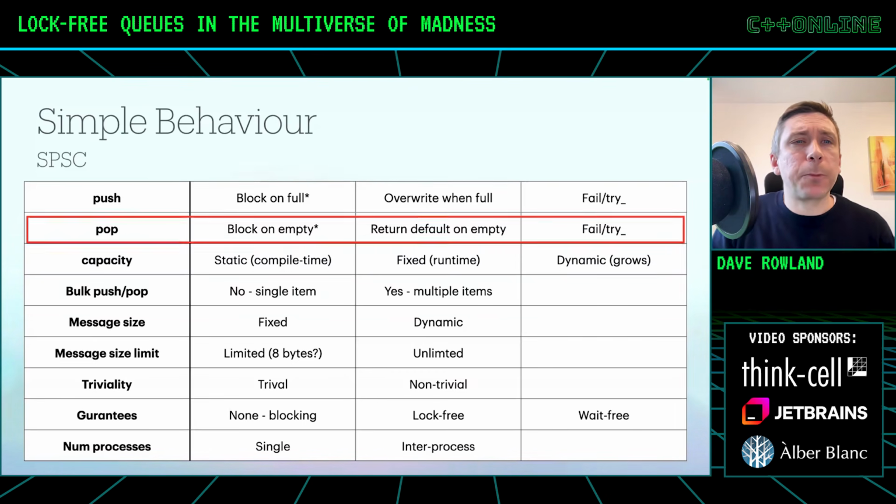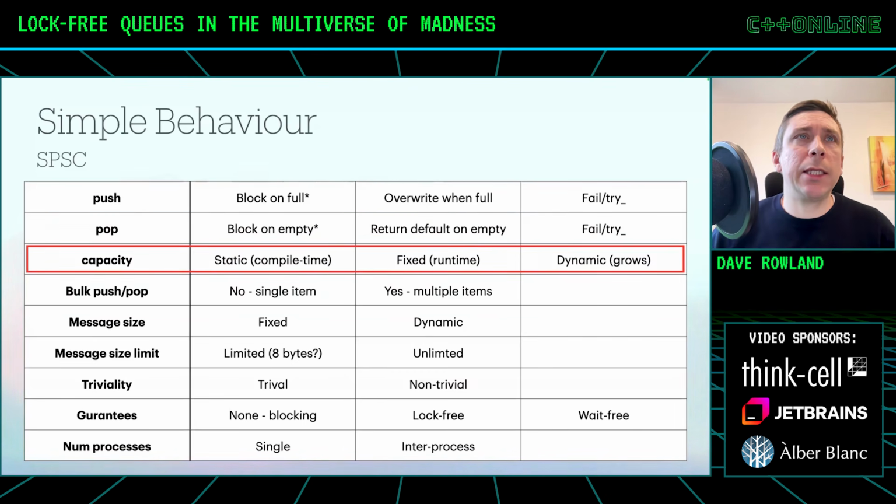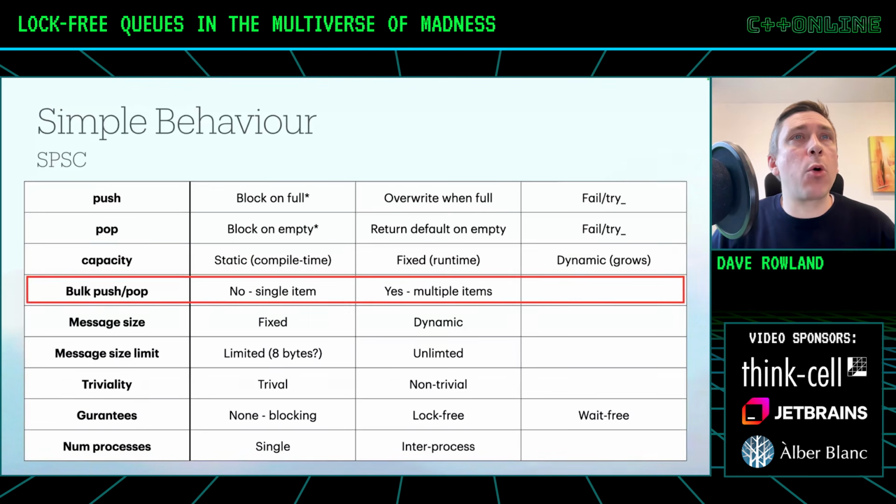What about the capacity? Is it a static compile time constant that's evaluated during compilation and can't be changed at runtime? Or is it a fixed runtime value that is set upon queue construction? Or can the queue grow? Can it allocate over time if you need more capacity? What about bulk operations? Can you only push a single item or multiple items?